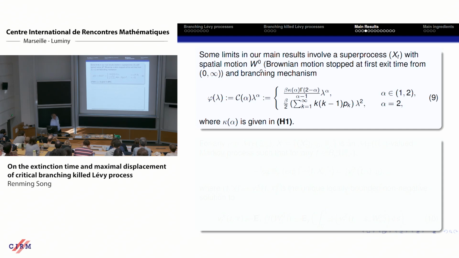And of course, even though we're starting by looking at branching Lévy processes, with a moment higher than the second moment, in the limiting result we're going to get branching Brownian motion. Okay?